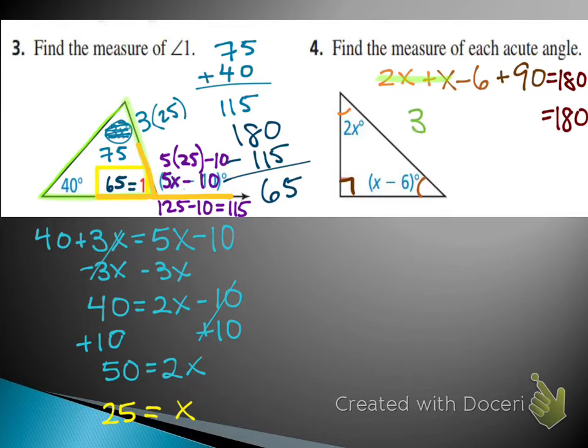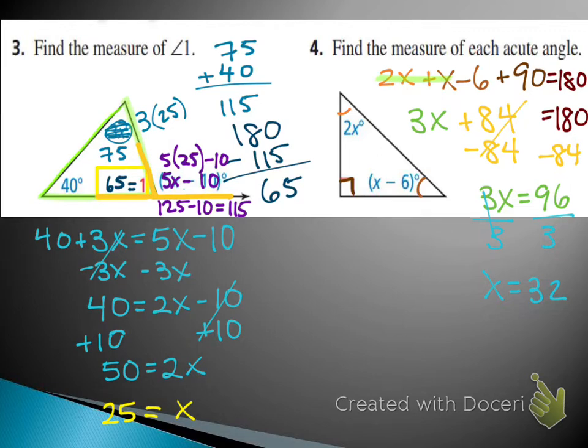Combine like terms. We got 3x. And then what is minus 6 plus 90? 84. Subtract 84 and 3x equals? It's 96. Divide by 3. And x is 32. Yes, ma'am. Can you technically do like 2x plus x minus 6 equals 90? Correct.